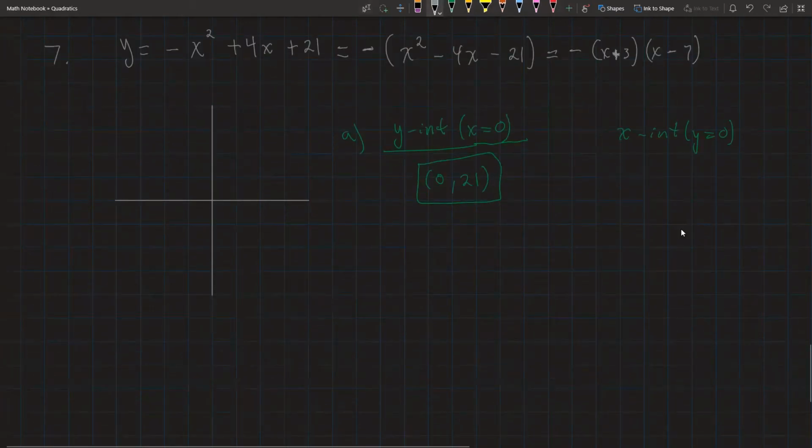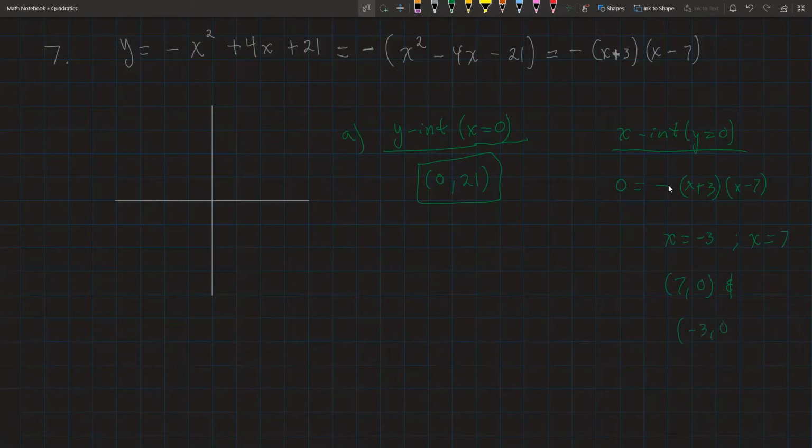And now we can say, all right, that helps us out for finding our x-intercepts, because we can say 0 equals negative something times something. But it doesn't matter if this is 0 or this is 0. It doesn't matter if we multiply by -1. This doesn't change our answers. It's still going to be an x-intercept of -3 and another one that is 7. So now we can write those as 7, 0 and -3, 0.